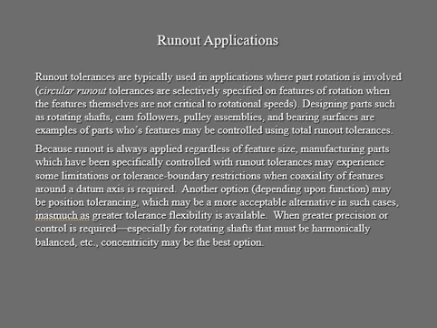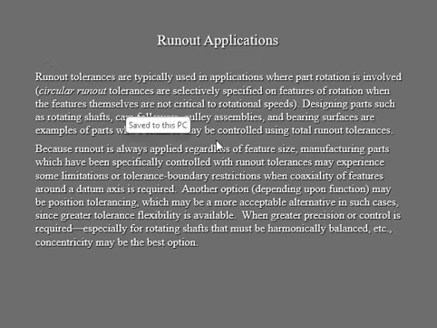Application. So let's go into it. Your runout tolerances. We usually use runout tolerances when we have to deal with an application where part rotation is involved, because it is a circular runout. So we expect that rotation can happen, so the control has to be the runout, because you are dealing with the rotation of some of the part. The designing parts like rotating shafts, your cam followers, your pulley assemblies, and your bearing surfaces are examples of parts whose features may be controlled using total runout tolerances.